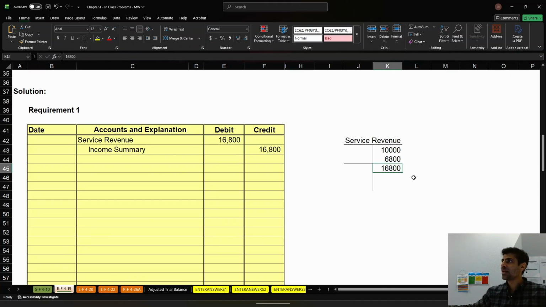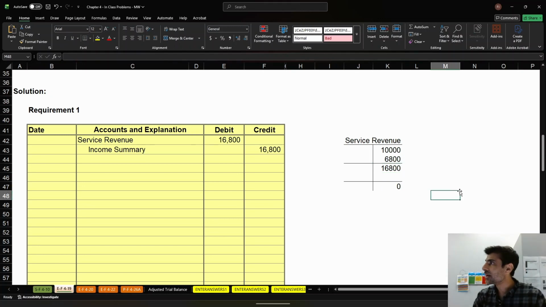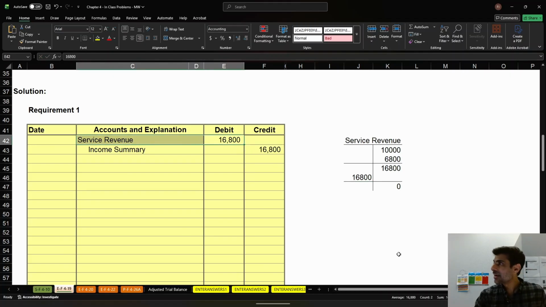Okay, now it's all done. I've made my financial statements. I now want to close my books and start over for the next period. I know that this balance needs to go to zero. I need my revenues, my expenses, and dividends. All these need to be zero. So if I had this balance, what do I need to do to get it to go to zero? Debit 16,800. This is exactly what we just did right here. Okay, so now this is zero.